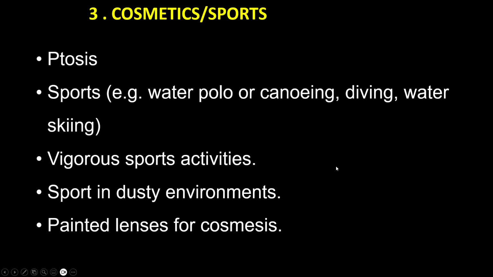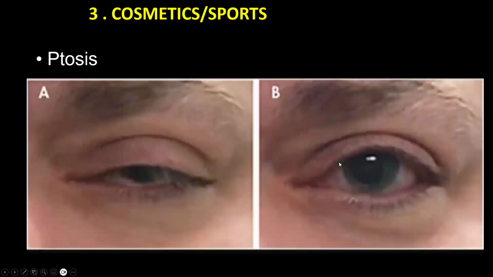Painted lenses for cosmesis. So have a look at this. This is the ptosis, and this is the scleral contact lens on, and it's masking the eye, giving it a better appearance.